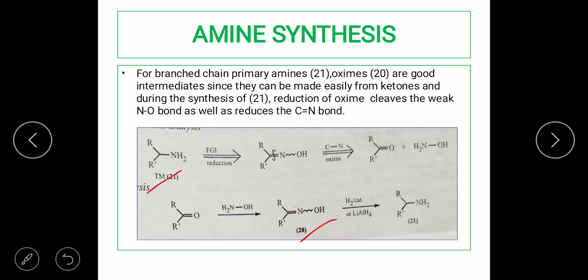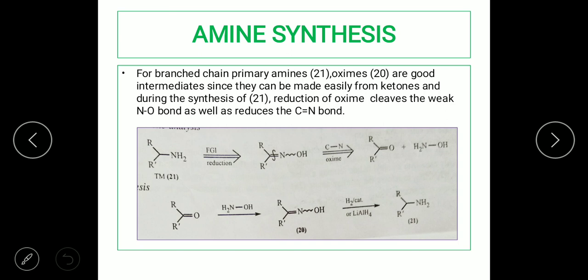On reduction of the oxime, since the nitrogen-oxygen bond is weak, you can easily reduce the NO bond, and simultaneously the CN bond is also reduced. So we are cleaving the NO bond, and the reduction also takes place at the CN bond. Once we use hydrogen with palladium as a catalyst, or lithium aluminum hydride, we can get the target molecule.